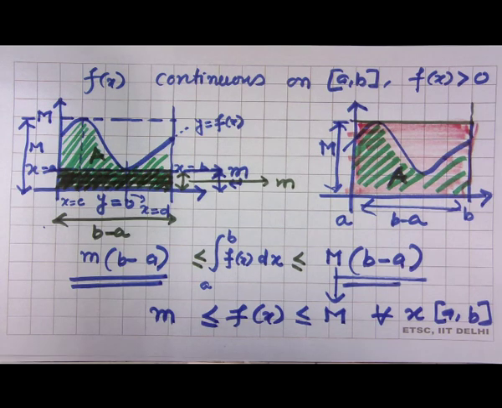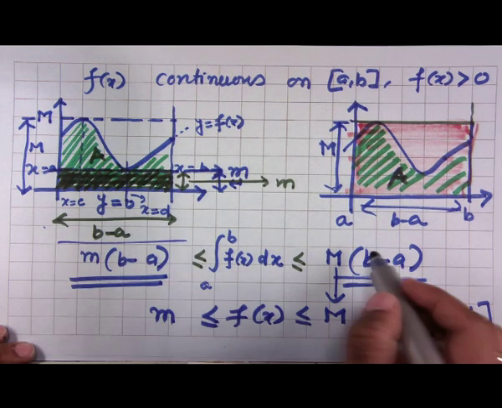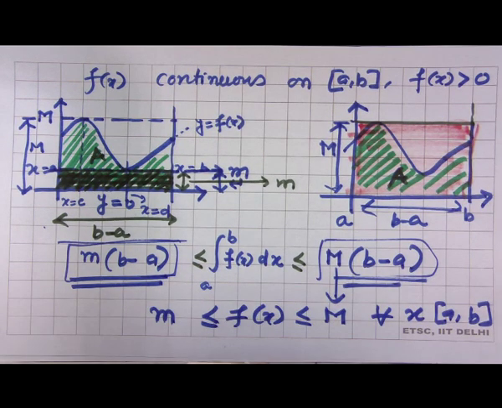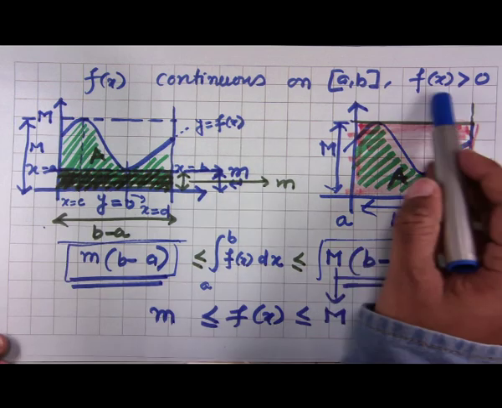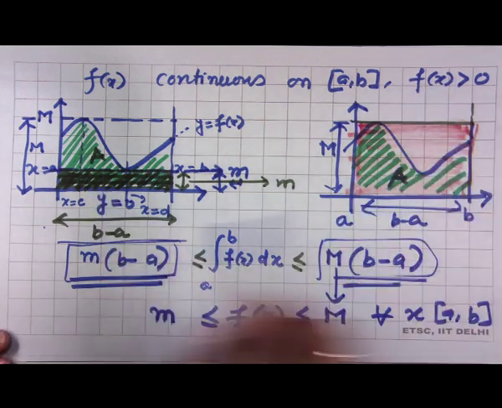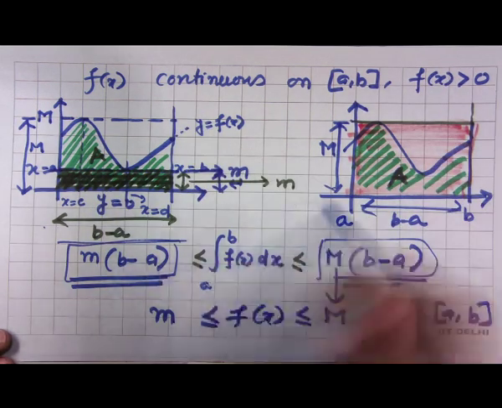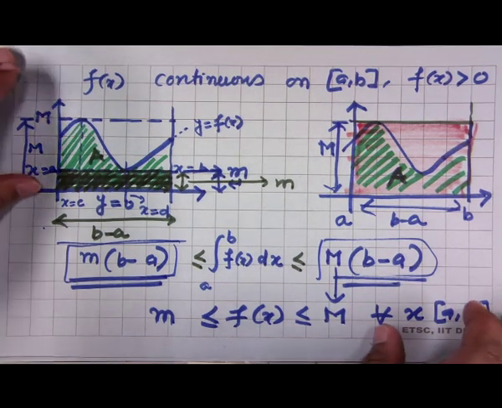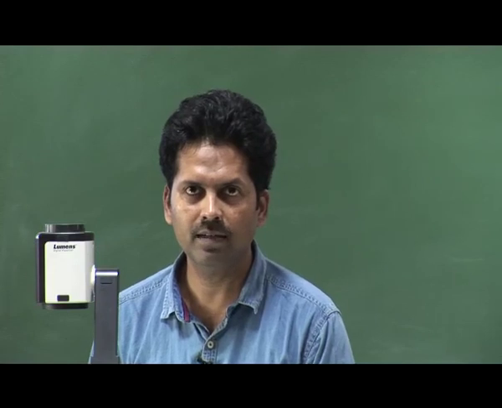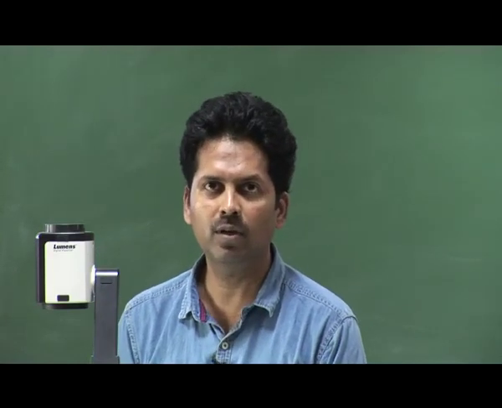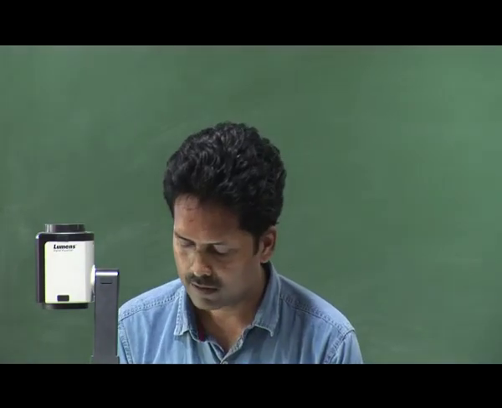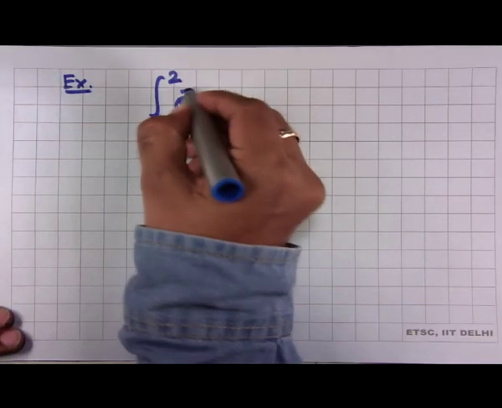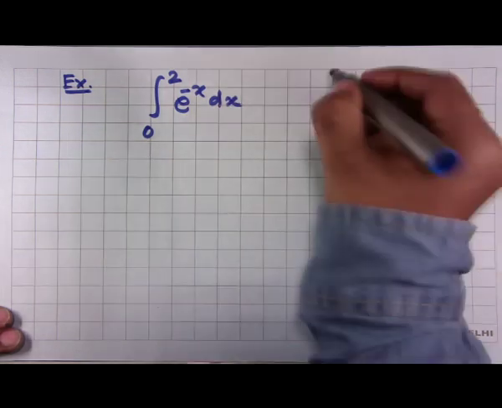Let us see one example of how to get these bounds of the definite integral from a to b of f(x) dx. We have done it for a continuous function, but you can very easily extend this logic to any function which changes its sign. So let us take an example and see how to find the bound of the definite integral. The example is the integral from 0 to 2 of e to the power minus x dx.